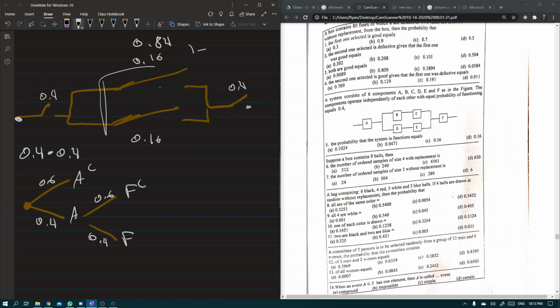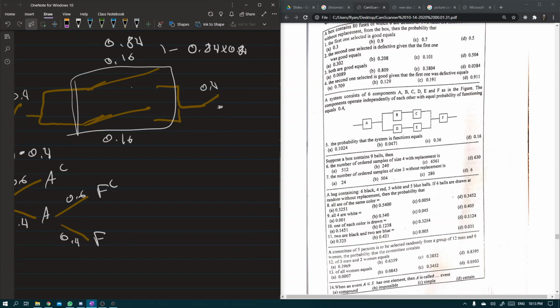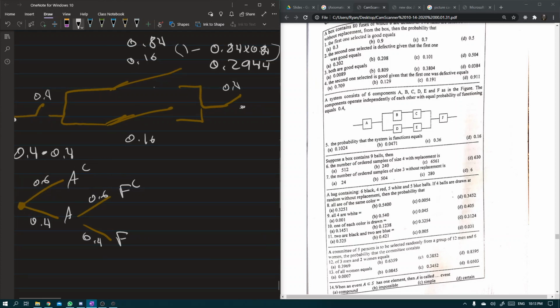So the probability of this not working is going to be, let me just think for a second. We want both of them not working. So the probability of both of them not working is 0.84 times 0.84. Then when we do 1 minus, we get the probability that both work. So this is going to be 0.2944.